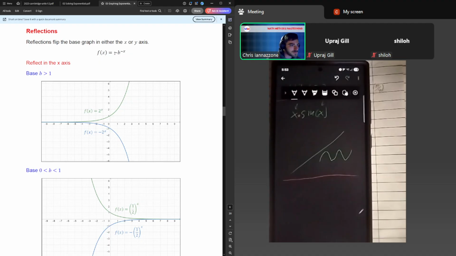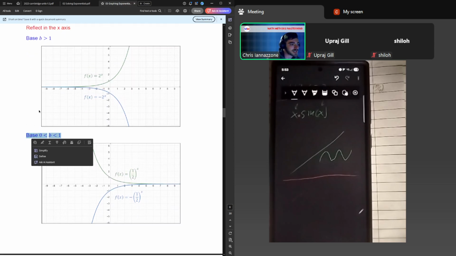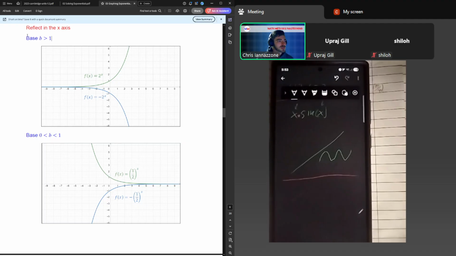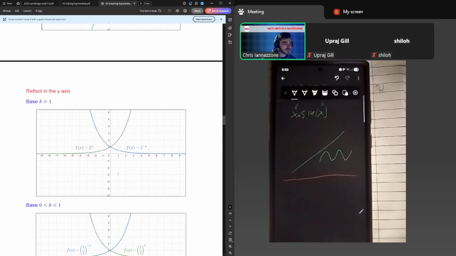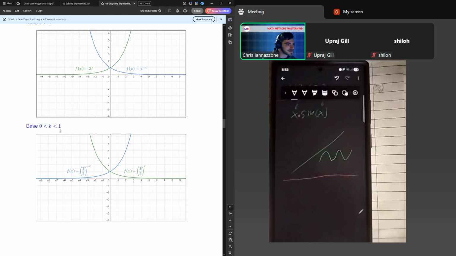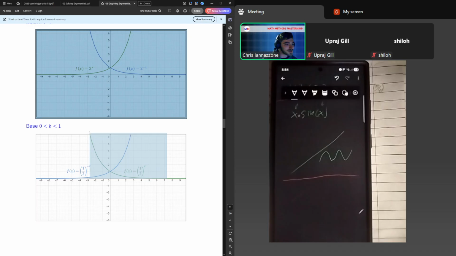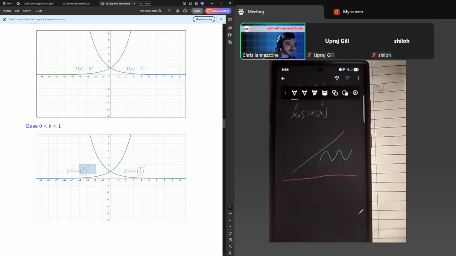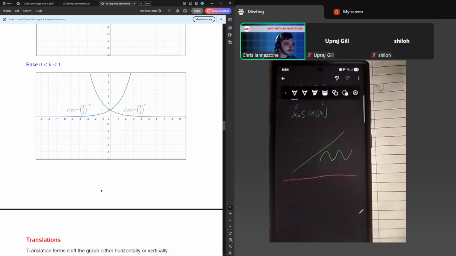Reflections, they work as they always have. So negative at the front means we're reflecting in the x. Just keep in mind that because the base is also a type of reflection term, you now have to consider 2 possibilities for reflections. So if you normally have base greater than 1, which normally you do, it'll end up looking like this blue line. Whereas if you have this scenario, it's going to look like this instead. Reflecting in the y-axis gets kind of weird because now you could double up on it. So for instance, if your base is between 0 and 1, and then you flip in the y-axis, it's as if you had just started with 2 to the power of x to begin with. So yeah, that's reflections.